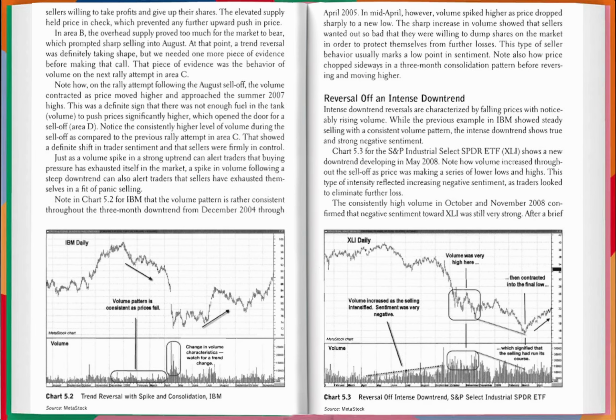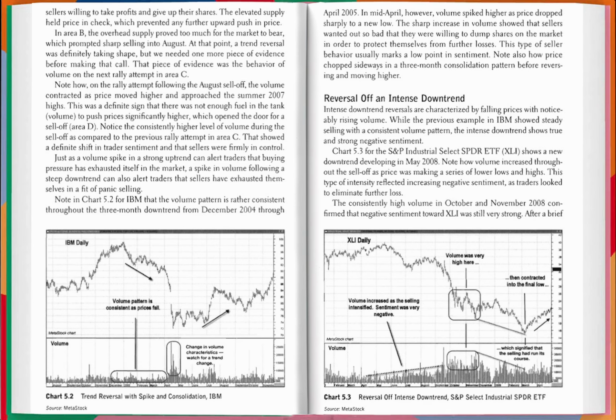The sharp increase in volume showed that sellers wanted out so badly that they were willing to dump shares on the market in order to protect themselves from further losses. This type of seller behavior usually marks a low point in sentiment. Note also how price chopped sideways in a 3-month consolidation pattern before reversing and moving higher. Reversal off an intense downtrend.